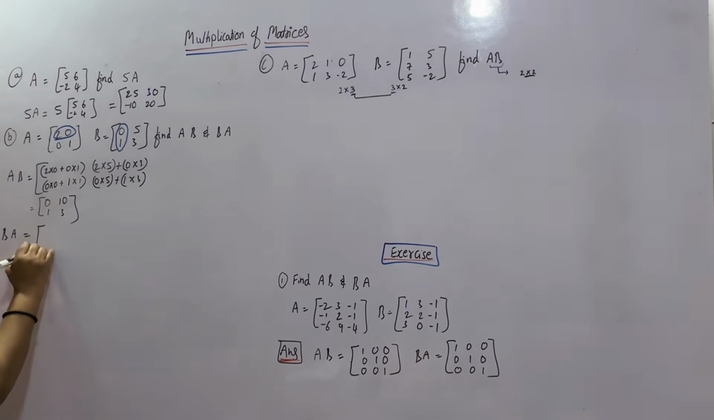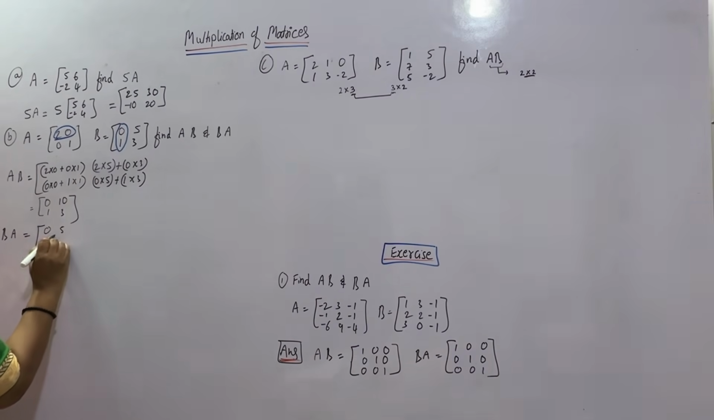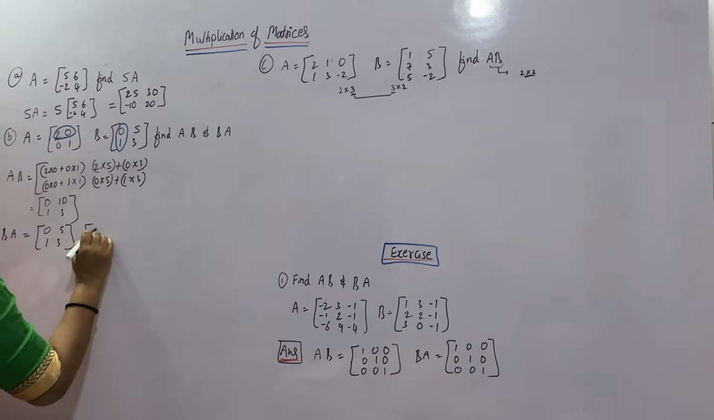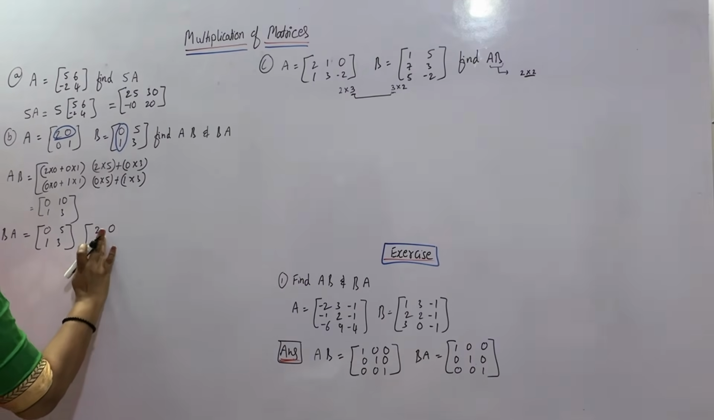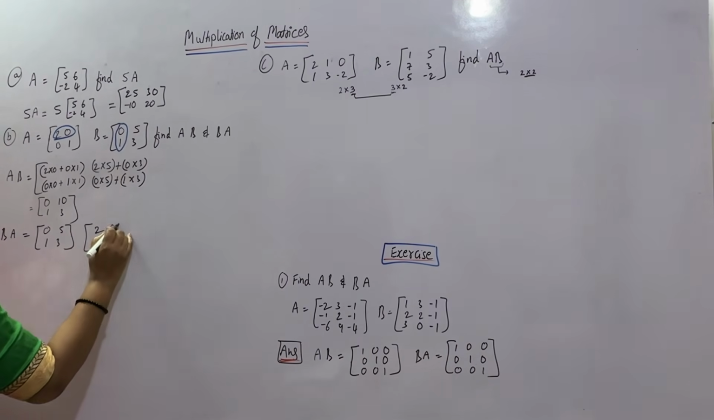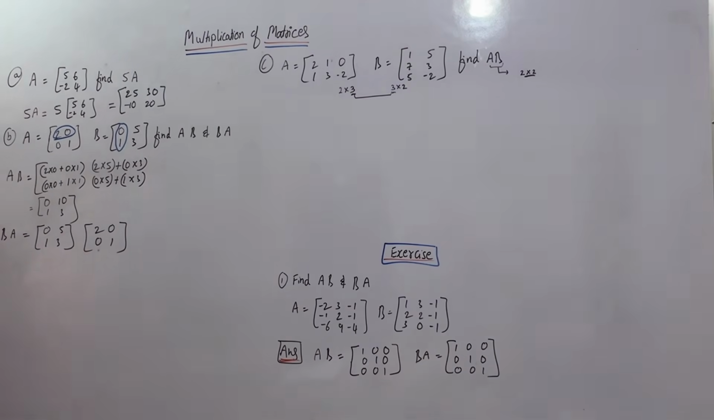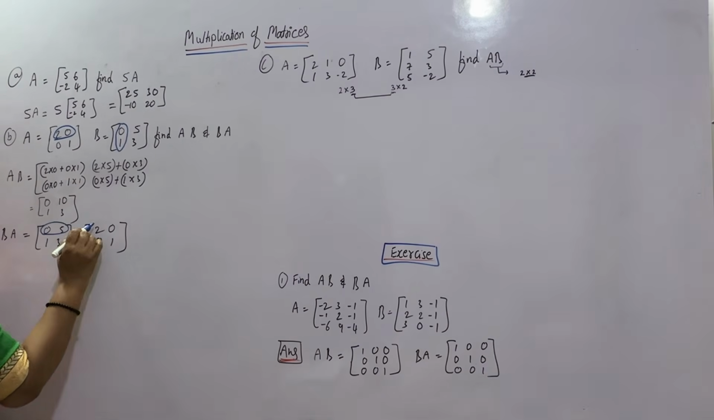In the same way, BA also we'll find out. BA means first we'll write B into A. B is here 0, 5, 1, 3 into A. A is 2, 0, 0, 1. Okay. Now in the same way, multiplication, this row with this column.